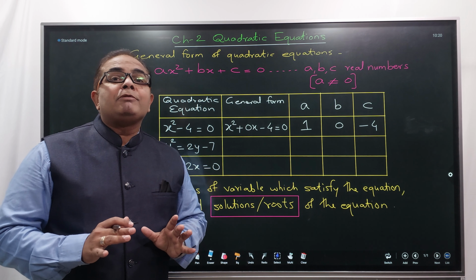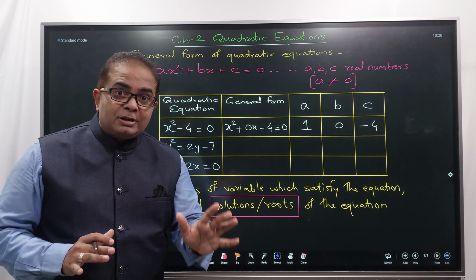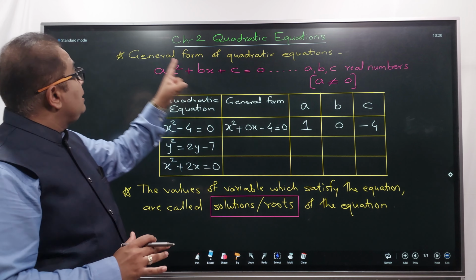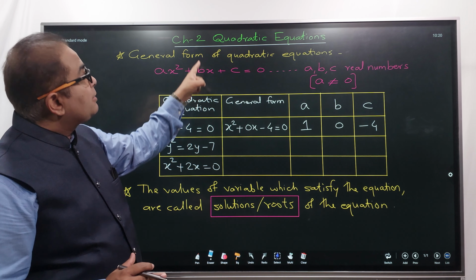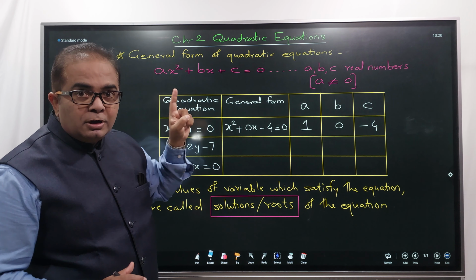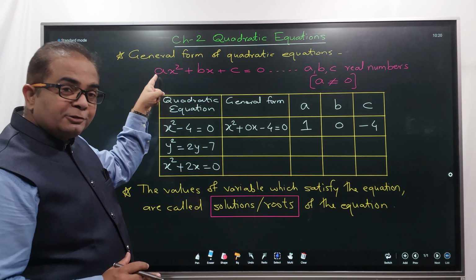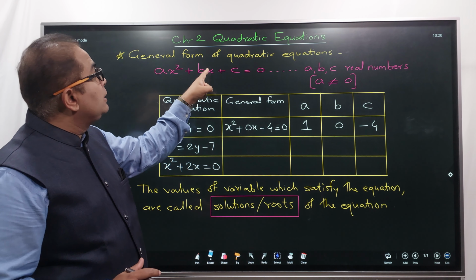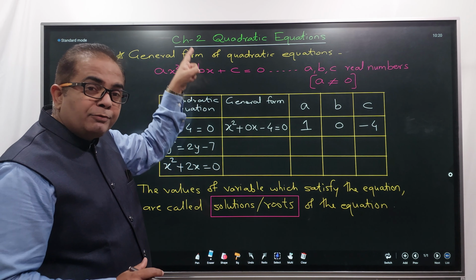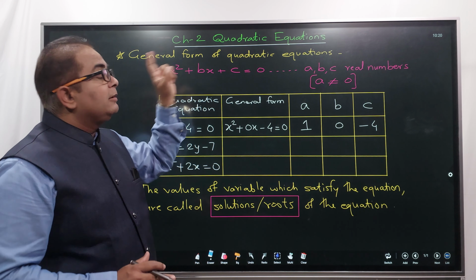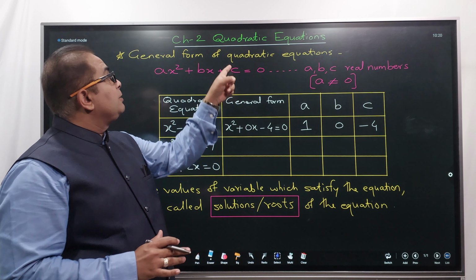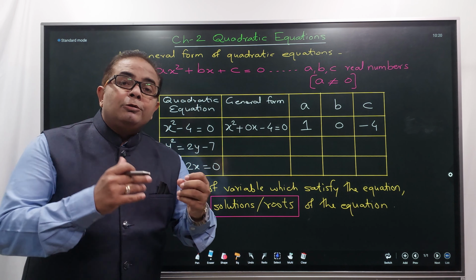Then that type of equation is called a quadratic equation, and the general form is ax square plus bx plus c is equal to 0. Means there must be one x square term, there must be one term with coefficient b and variable x, and there must be a term with a normal number, is equal to 0. That type of equation is called the quadratic equation general form.